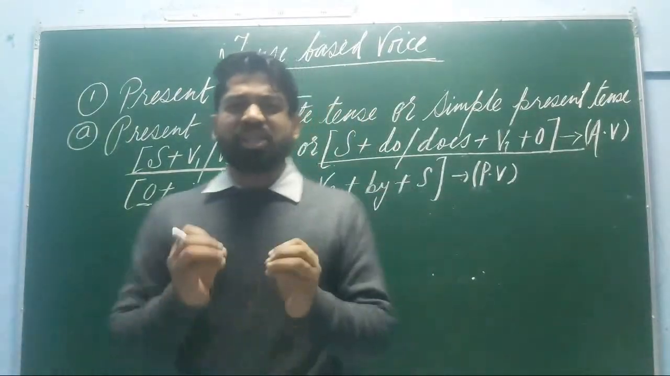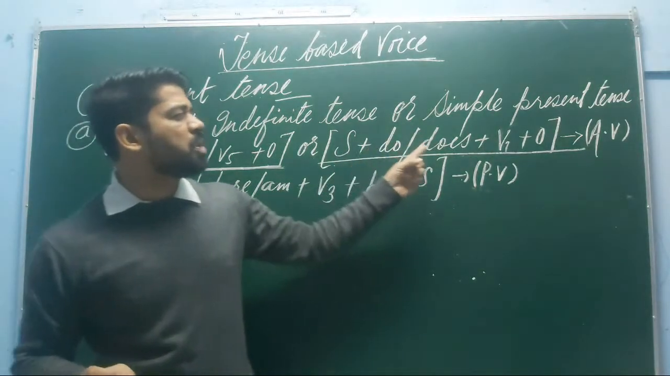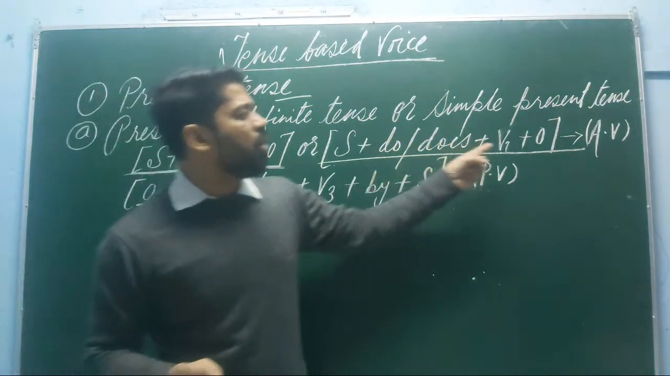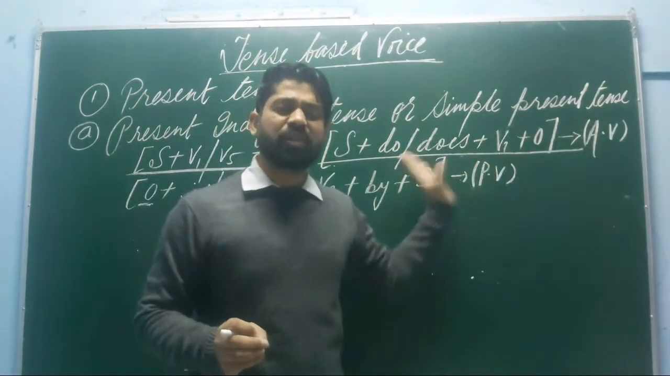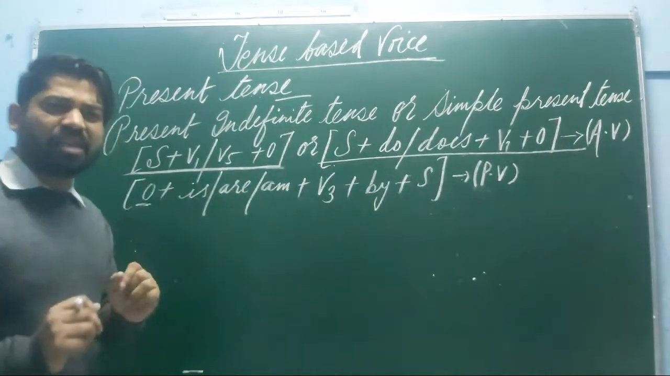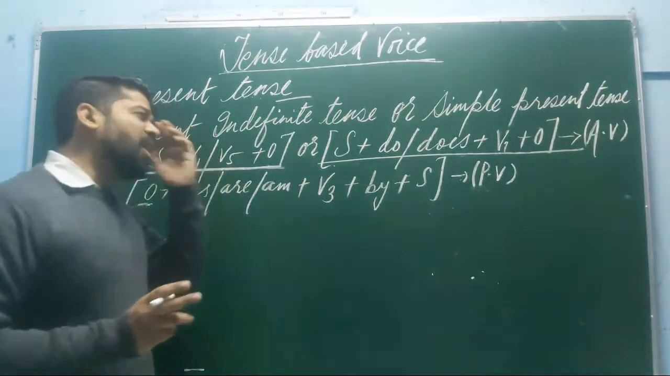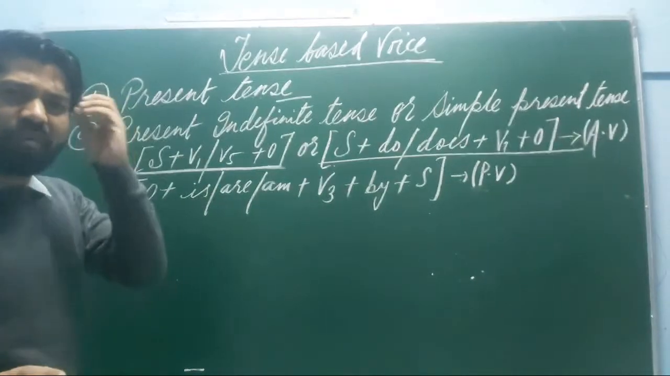And after do and does, if you are using do or does in your sentence, it will always be followed by V1, the first form of the verb. So you need to keep it in your mind and try to avoid such mistakes: after do or does, there will always be the use of V1.